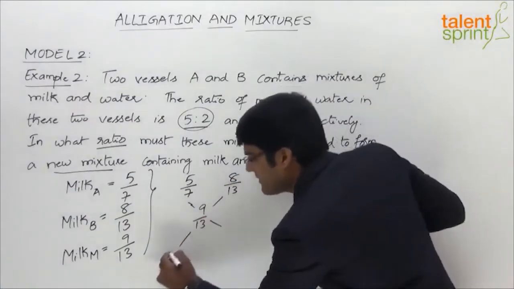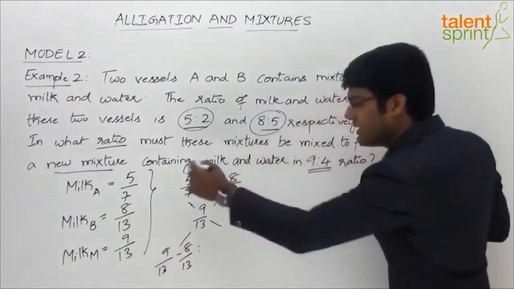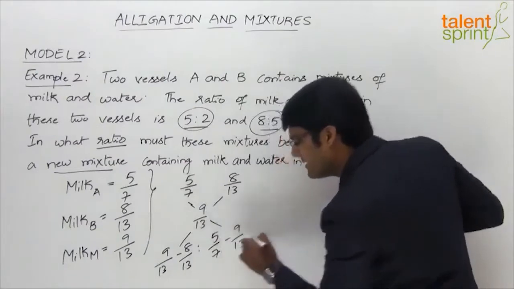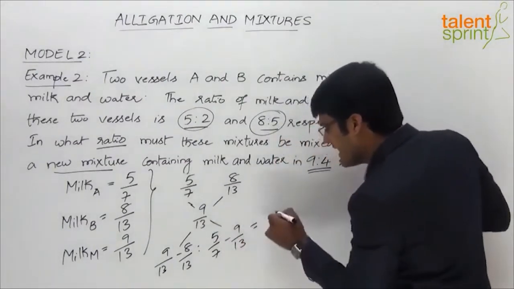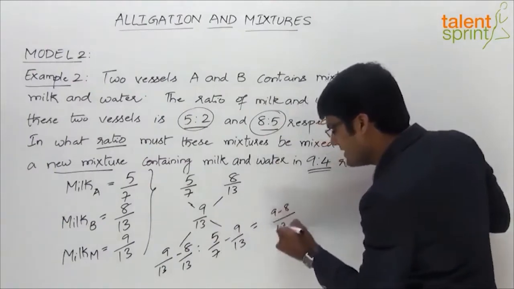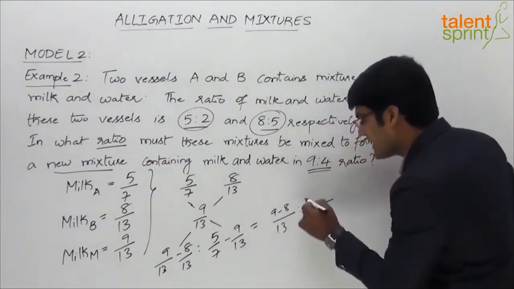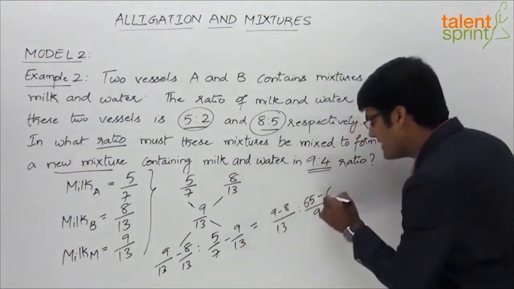So this difference will be 9/13 minus 8/13 is to, the cross difference here can be taken as 5/7 minus 9/13. Now let's simplify this part. Here 13 is the LCM, so 9 minus 8 over 13 is 1/13. For 7 and 13, the LCM is 91. So 7 goes 13 times, 13 times 5 is 65, and 13 goes 7 times, 7 times 9 is 63.